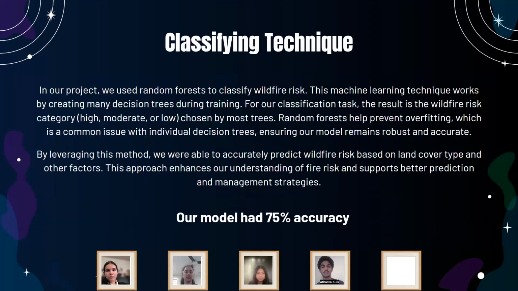For our classification technique, we used a random forest to help with the classification model. Basically, in our classification task, the result is the wildfire risk category, which is chosen by most trees. The random forest helps prevent overfitting, which can be a common issue with individual decision trees, and it ensures that our model can be used anywhere else, not just in California. Our model had a 75% accuracy, so it was able to predict things and really find a pattern between our data.